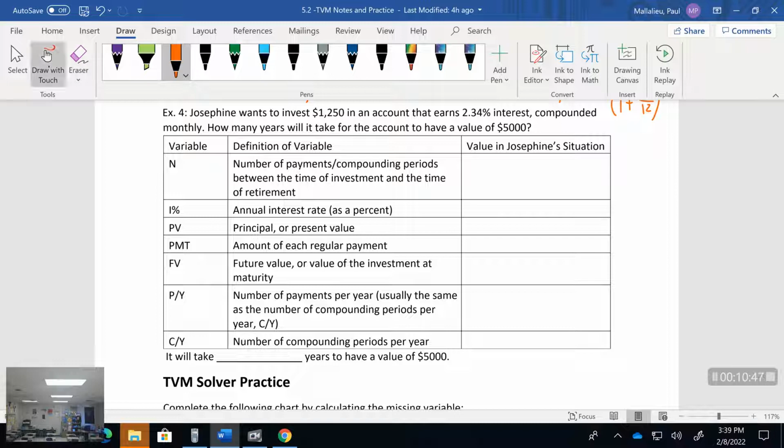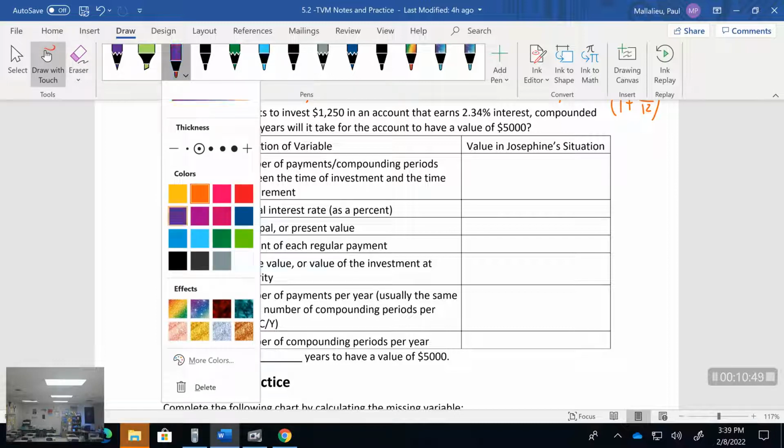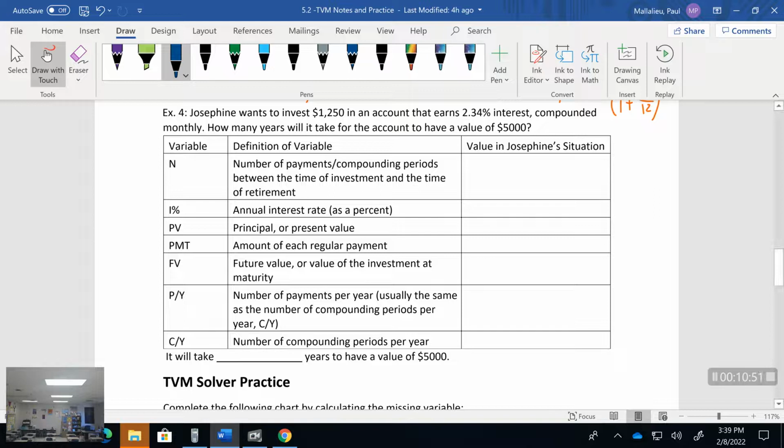All right, so this one is a little different. Still the same concept of picking out important information. Josephine wants to invest $1,250. All right, so she has $1,250 currently. It earns 2.34% interest, so we got that covered.